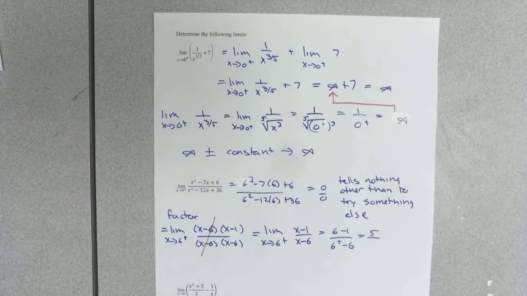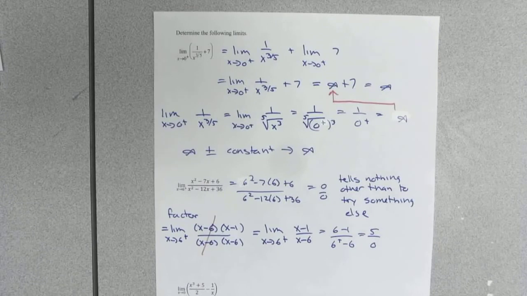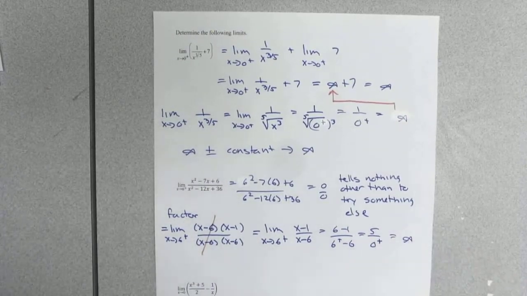Now reason it out. From the right, that's bigger than 6. Bigger than 6 minus 6 is really close to 0, but slightly positive. And now I have the non-zero over 0. Non-zero over 0, and then positive over positive, positive infinity. And again, you could check that by looking at a graph or a table. And let's end this video, and we'll do the next one on the next video.